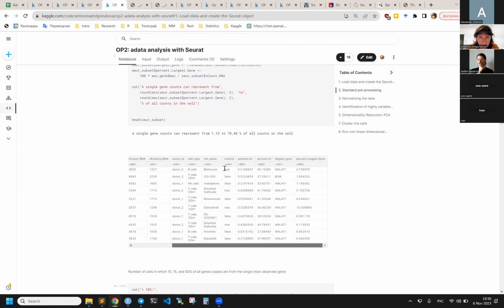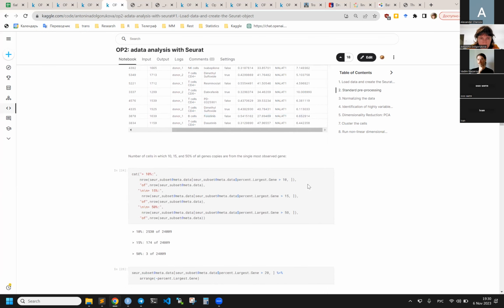And here is the percentage of counts. So, sorry, single gene counts can represent from 1 to 79% of all counts in the cell. It's quite a huge number. And we add this new column with the percent of the largest gene and the name of the largest gene, and it's Malat, I don't know. Here is mostly the head of the data.